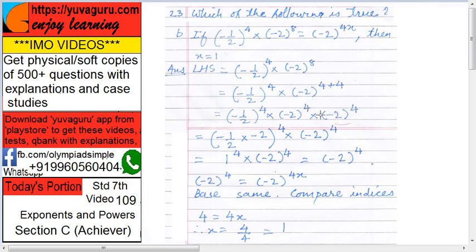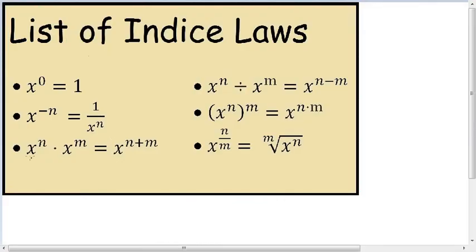Why? Base is same. Here, what is the law of index? This is the law of index: x^n into x^m equals x^(n plus m). We are doing it the reverse way. We have this term now and we are separating it into two separate terms. N plus m, we are separating it.